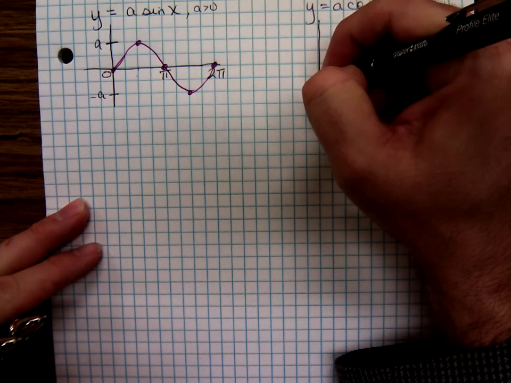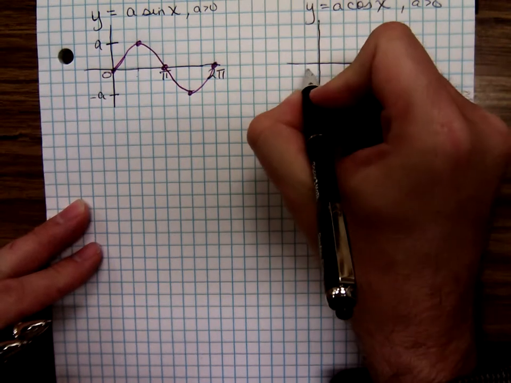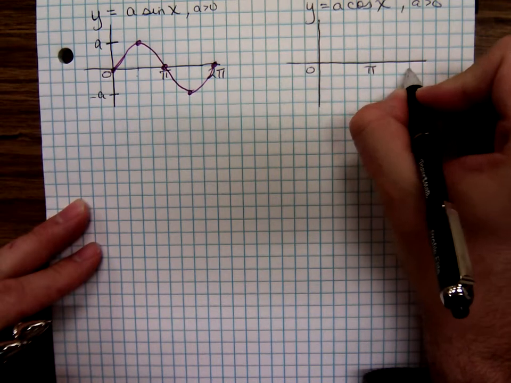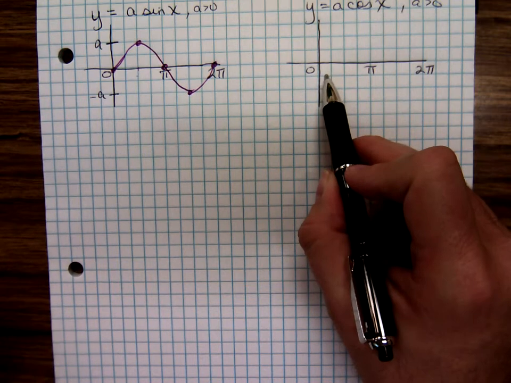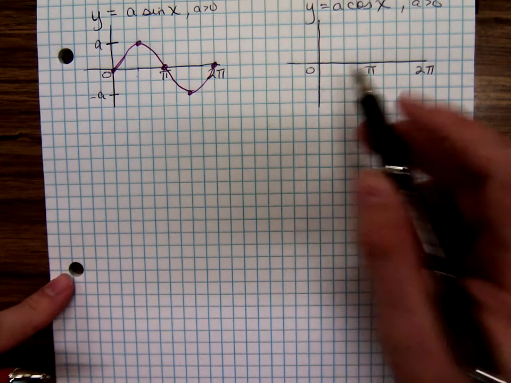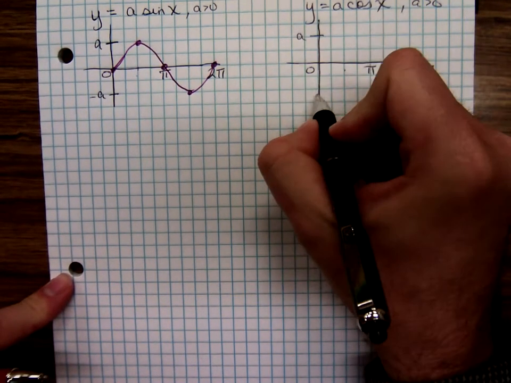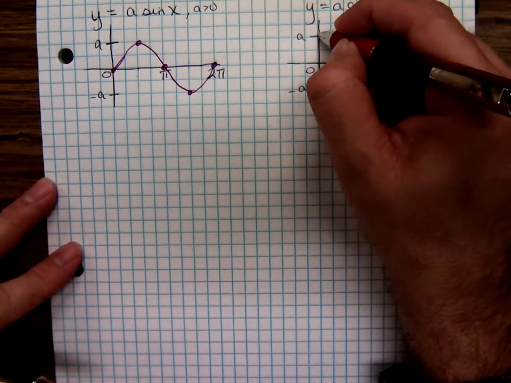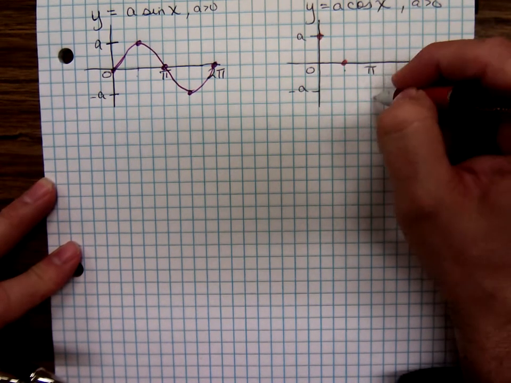The graph of y equals a cosine x is very similar. I'm going to graph it from 0 to 2 pi. I'm letting one of these little squares be 1/4 of a pi. So right here would be pi over 2, 3 pi over 2, graphing between a and negative a. Here the cosine of 0 is 1, so it starts up here. At pi over 2, cosine is 0.